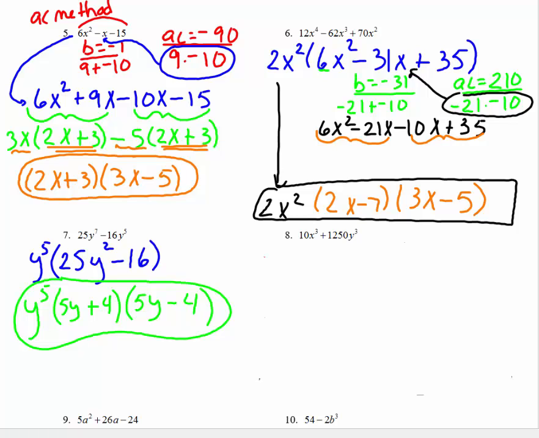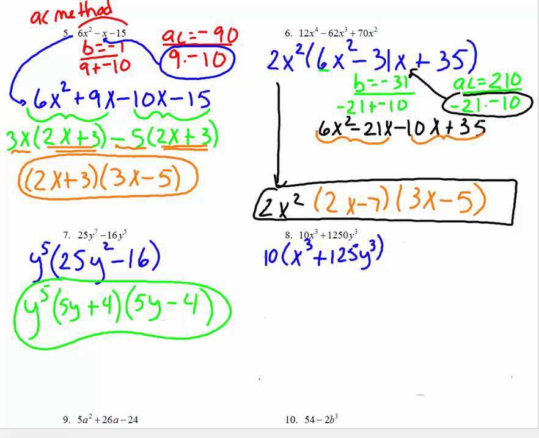Number 8. 10x cubed plus 1,250y cubed. First thing we need to look for is a GCF. Between an x cubed and a y cubed, nothing's in common, but between a 10 and a 1,250, there's a 10 in common. So I'll pull out a 10. When I pull out a 10, I'm left with x cubed plus 125y cubed.